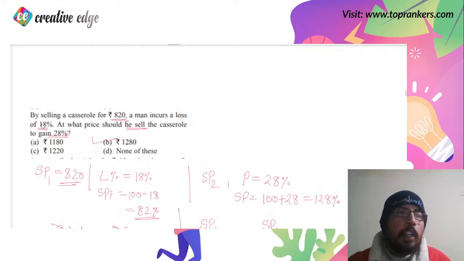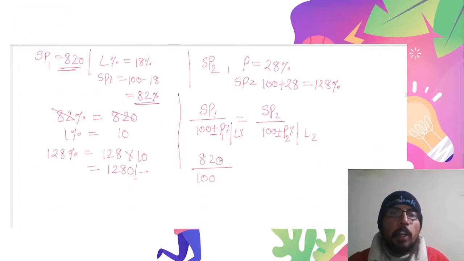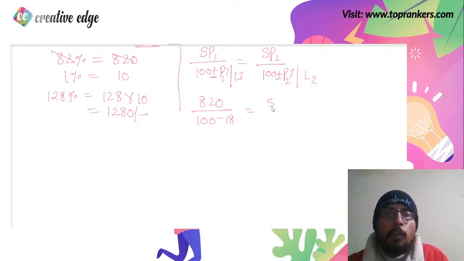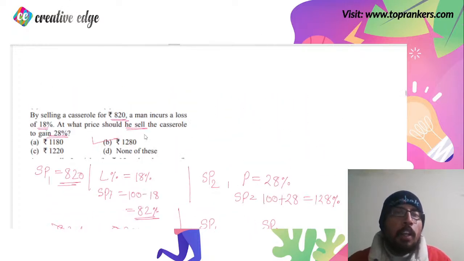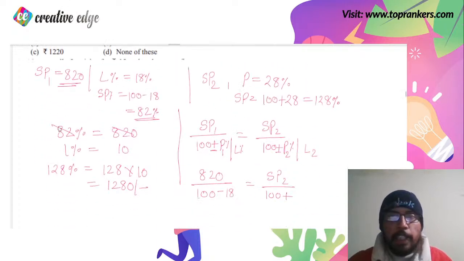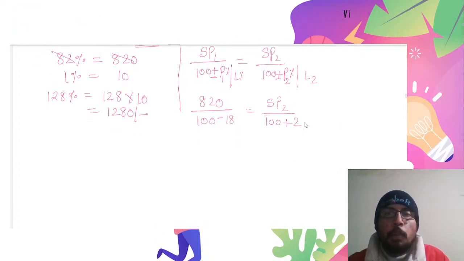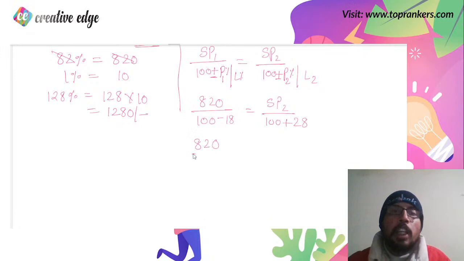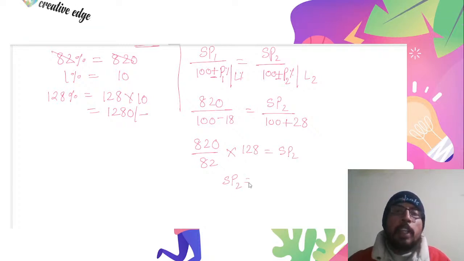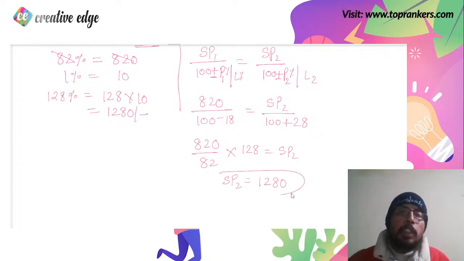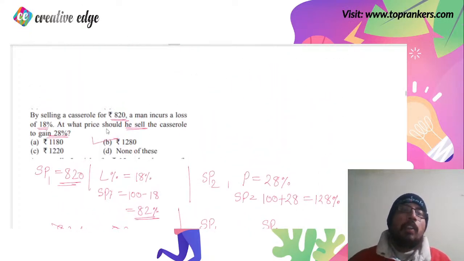Now in the first case, you were incurring a loss of 18%. So 100 minus 18 is equal to, I had to find SP2 upon 100 plus profit, and I had to gain 28% in the second case. So P2 should be 28. So my answer should be 820 upon 82, and this 100 plus 28 will be 128 in the LHS is equal to SP2. So in this way as well, you will be getting SP2 equal to 1280. So these are the two approaches by which you can find the selling price.